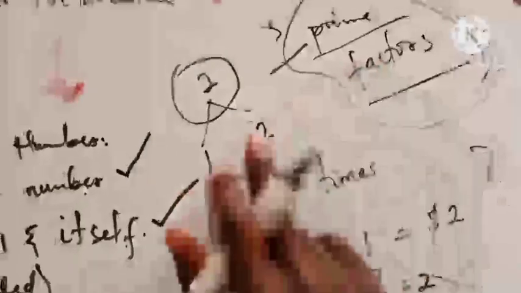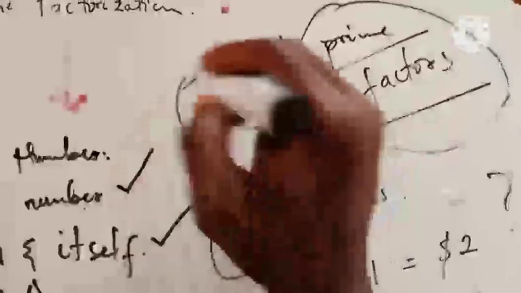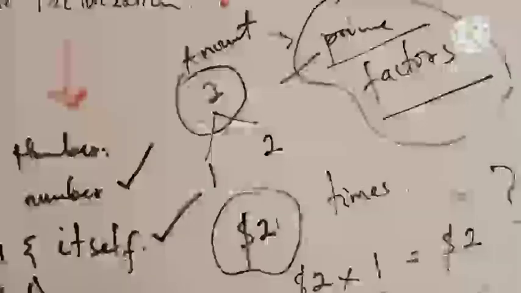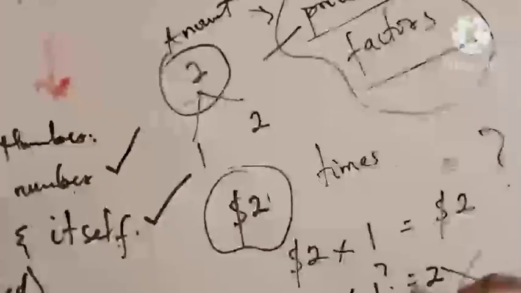So that is how we got a factor. Factors are those numbers that, if I multiply these two, I'm going to have my original amount. I'm calling this one amount for understanding purposes. So I'm going to have my original number here. It could be more than that.